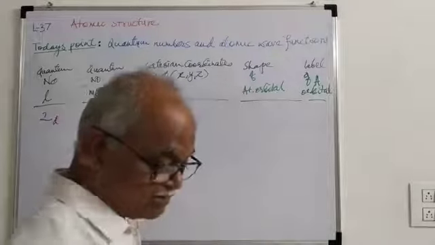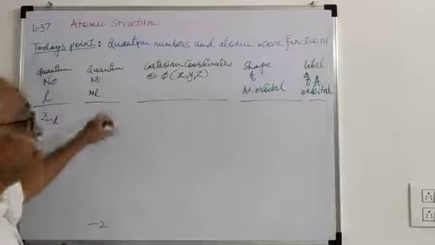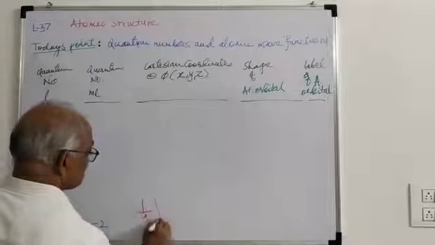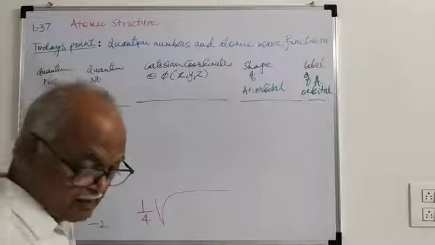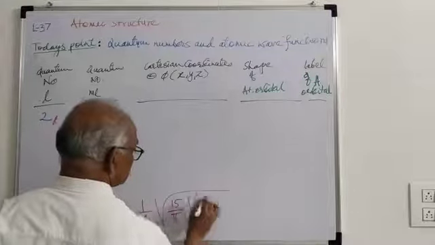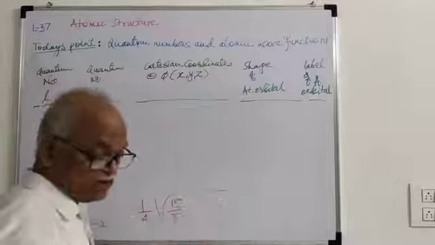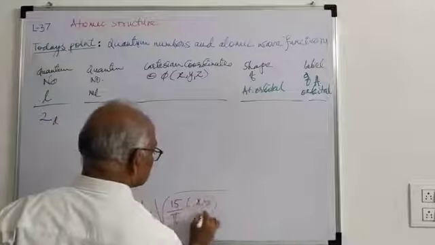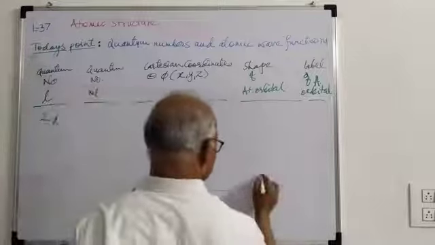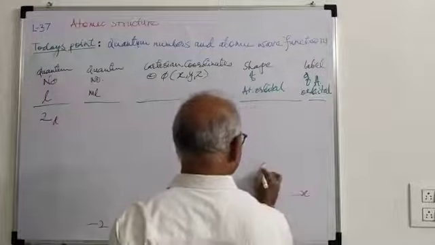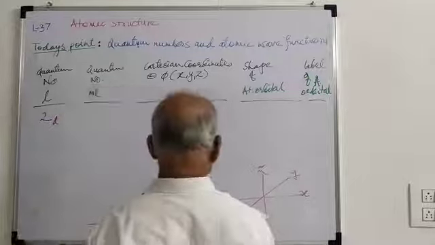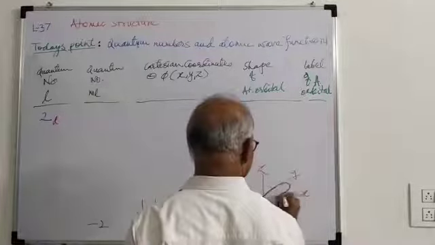Now we have the last orbital, that is having the minus 2 value for ml. It has the Cartesian coordinates 1 upon 4 into square root of 15 upon pi into xy upon r square. Here the shape of the orbital is like this, with x, z and y axis. These lobes are lying this way in between the x and y axis, like this.